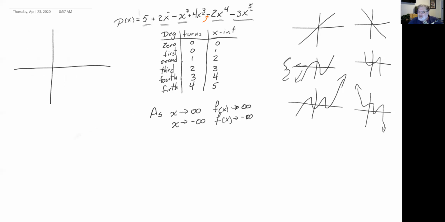So if we go back over here and say, I want to add just one more term here. Let's say we go plus 5x to the, I don't want to use a 6. Let's say x to the 9th. Well, if we follow our pattern down here, if it's a 9th degree polynomial, it's going to have as many as 8 turns. It could have less. And as many as 9 intercepts. It might have less.